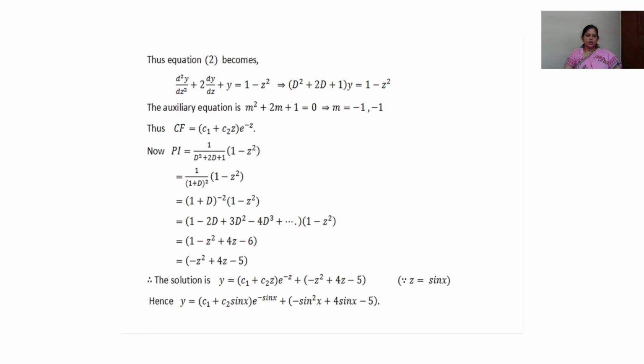Now the solution is y is equal to complementary function plus particular integral. So we have y is equal to c1 plus c2 z into e to the power minus z, plus minus z square plus 4z minus 5. So now we have to substitute z is equal to sin x. So the general solution of the given equation is y is equal to c1 plus c2 into sin x, into e to the power minus sin x, plus minus sin square x plus 4 sin x minus 5. This is the required solution for the given equation.